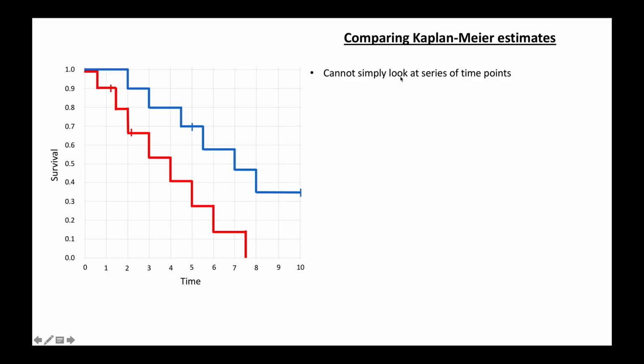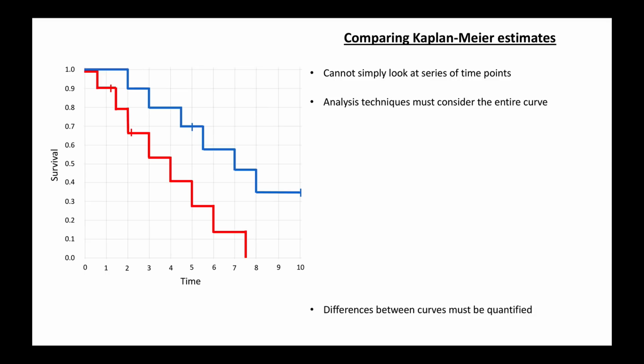And so we can't simply look at a series of time points. Analysis techniques must consider the entire curve. So we're comparing the overall survival curves between the intervention group and the control group. Not at a particular point in time, but we're comparing the entire curves. Is this survival curve statistically significantly different from that survival curve? And the differences between curves must be quantified.